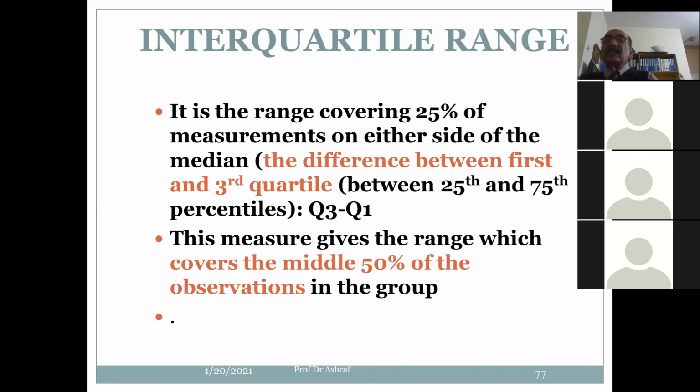Interquartile range is the range covering 25% of measurements on either side of the median. The difference between the first and third quartile is called the interquartile range, between the 25th and 75th percentile, as you have seen in the box and whisker plot. This covers the range of the middle 50% of observations in the group.